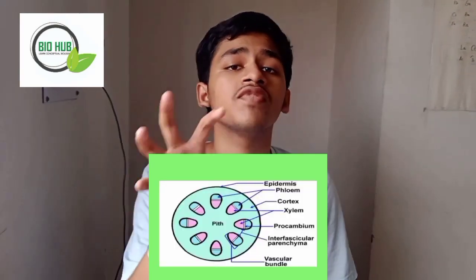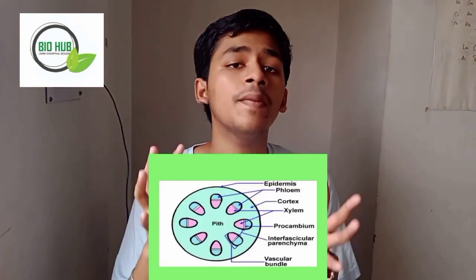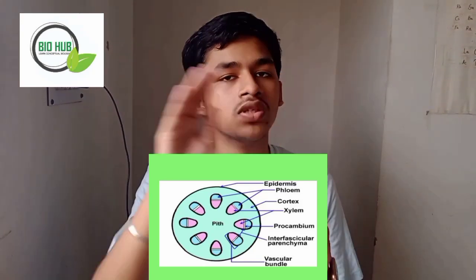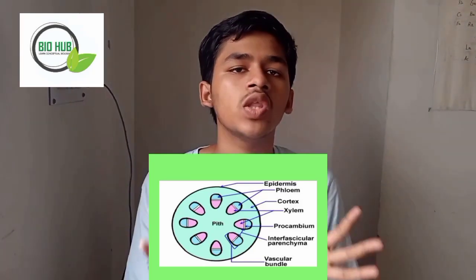Xylem consists of tracheids, vessels and xylem parenchyma. Now xylem tracheids are actually dead cells of xylem. They are thick, very thick, and they have a pit in them. And through that pit the water and minerals get transferred. Xylem is always in the center of the vascular bundle. The xylem and the phloem together are known as the vascular bundle.